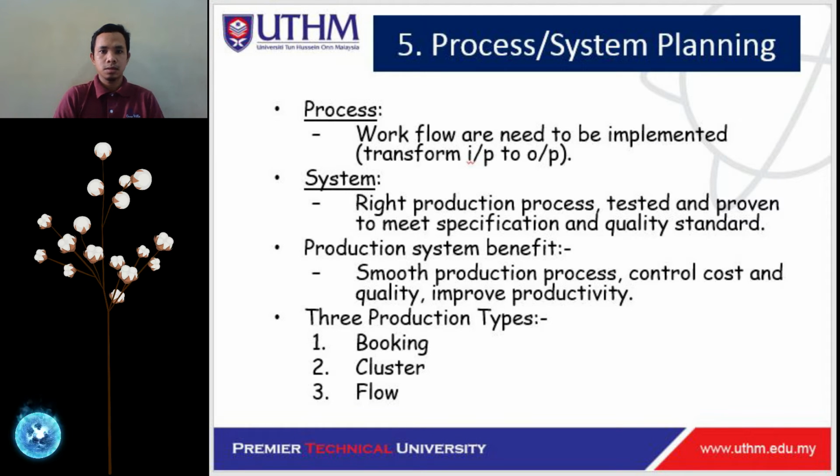Number 5, process or system planning. Process is the workflow that needs to be implemented, such as transforming input to output. System is the right production process, tested and proven to meet specification and quality standard. Production system benefits include smooth production process, control of cost and quality, and improved productivity. There are 3 production types. First, booking. Number 2 is cluster and 3, flow.